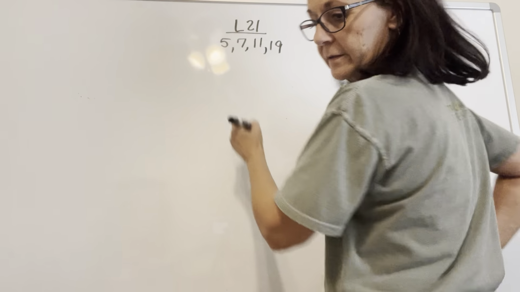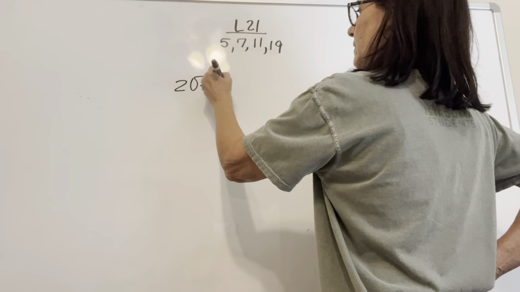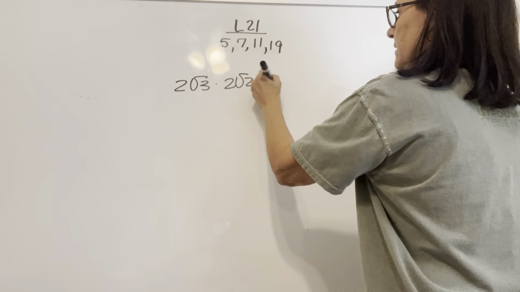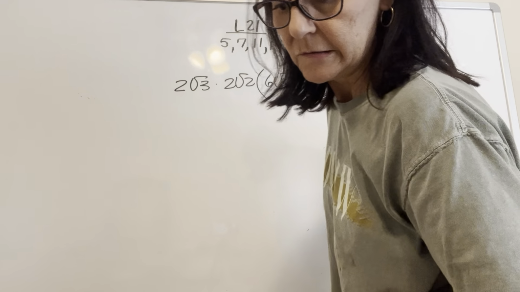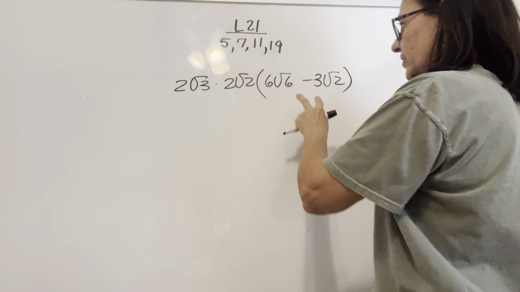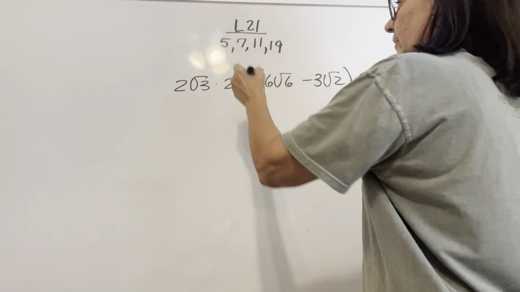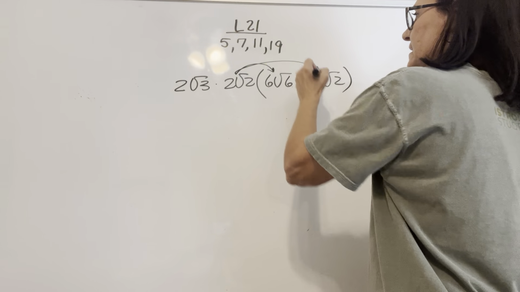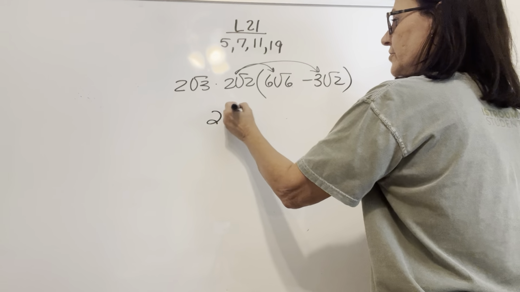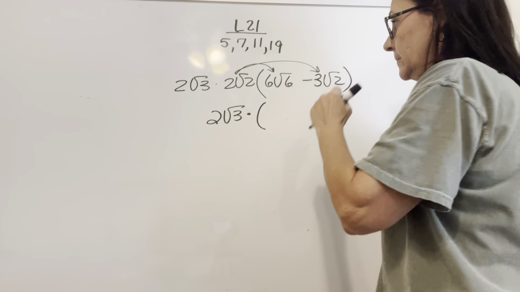2 square root of 3 times 2 square root of 2, times 6 square root of 6 minus 3 square root of 2. This is an interesting problem because the first thing you want to do is eliminate parentheses, but you can't really eliminate them. So I'm going to multiply on the inside and leave it on the inside, leaving 2 square root of 3 on the outside. I'm going to have to distribute that as well.